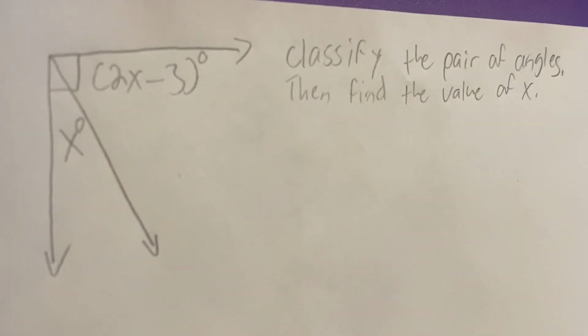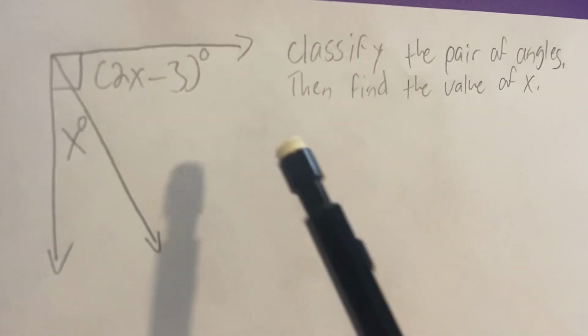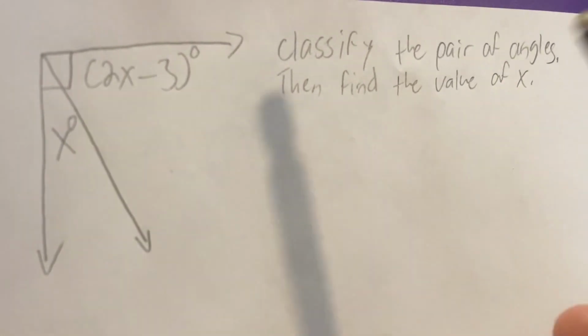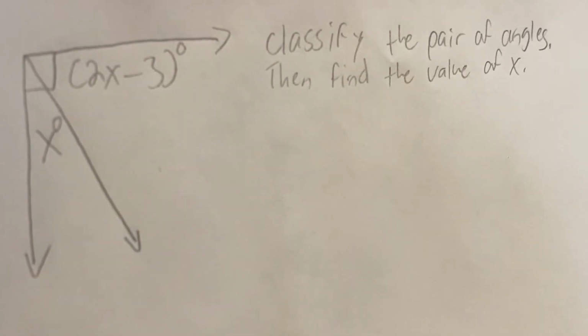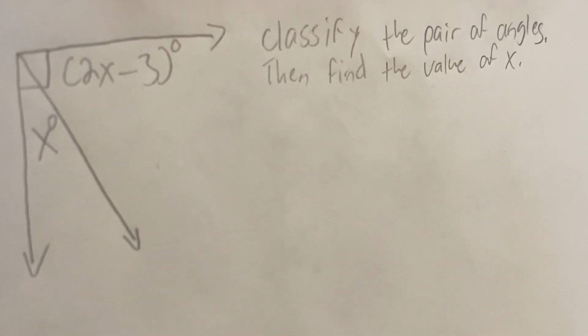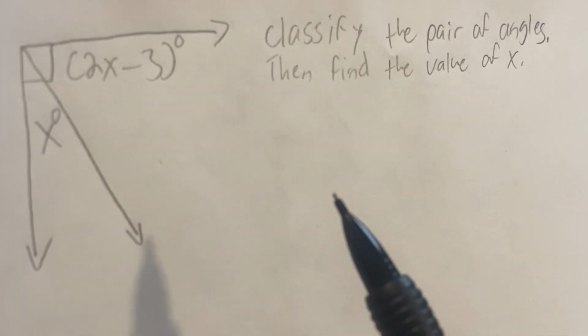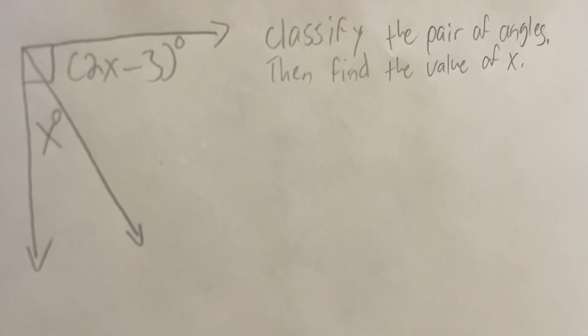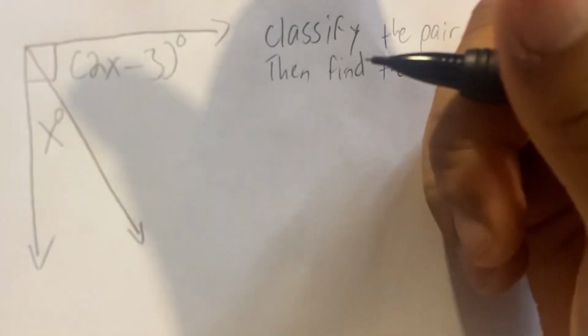All right, so now it's the do-it-yourself section. I want you to write all this down and also complete it by yourself. I want you to classify what type of angles these two angles form, and then I want you to find out what x equals. Write all that down, and then I want you to pause it in 3, 2, 1, pause. All right, so by now you should have already answered this question. Let's go ahead and answer it together.